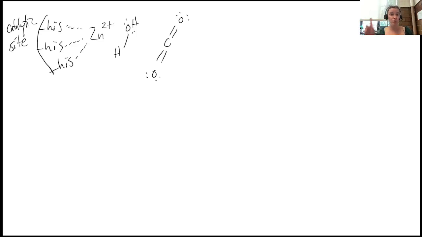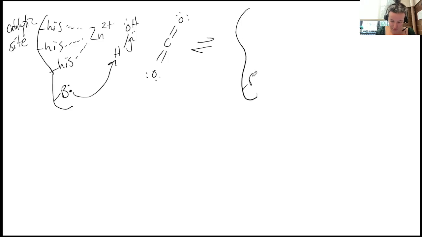Why is that? Well, let's draw the first step of this mechanism and talk more. Elsewhere in the catalytic site, folks, we have a base. I'm not going to draw the amino acid. I'm going to put just a general base, B. The first thing that happens is this base deprotonates our water molecule. That means that our base is now protonated. We'll give it a positive charge.